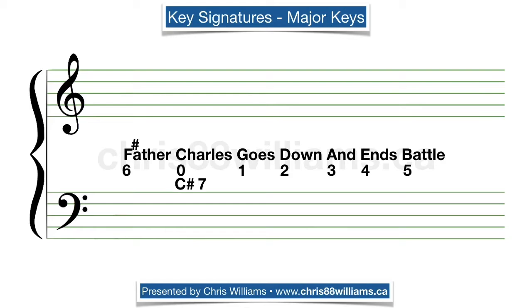These numbers tell us how many sharps are in each key. The key of C major has no sharps, the key of G major has 1 sharp, the key of D major has 2 sharps, and the key of A major has 3 sharps, and so on.